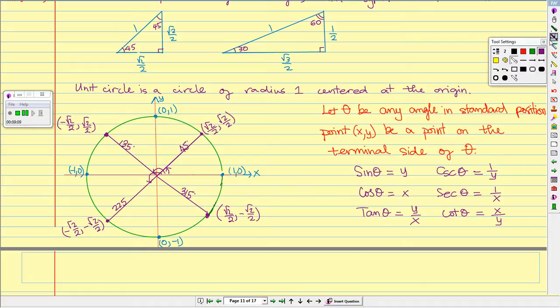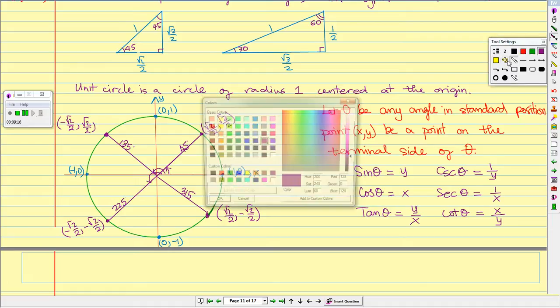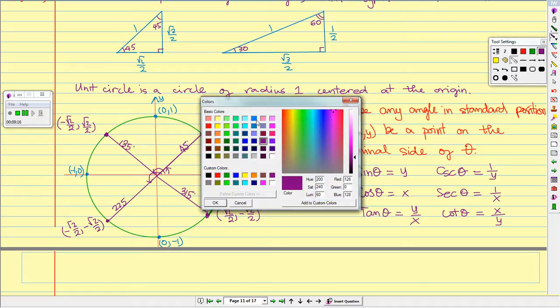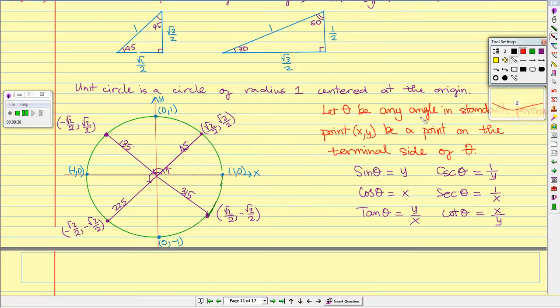Now let's pick a different color. What color should we pick? I think I'm going to pick, do we have some red, green? Okay, so I'm going to pick red. I'm going to go with red now.